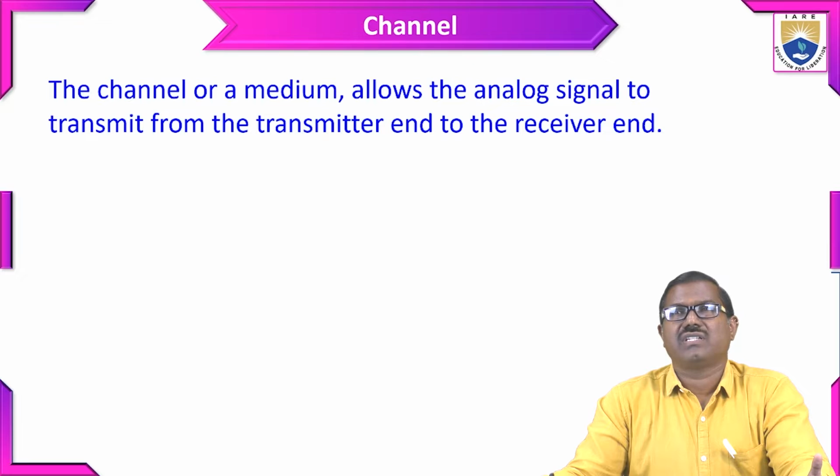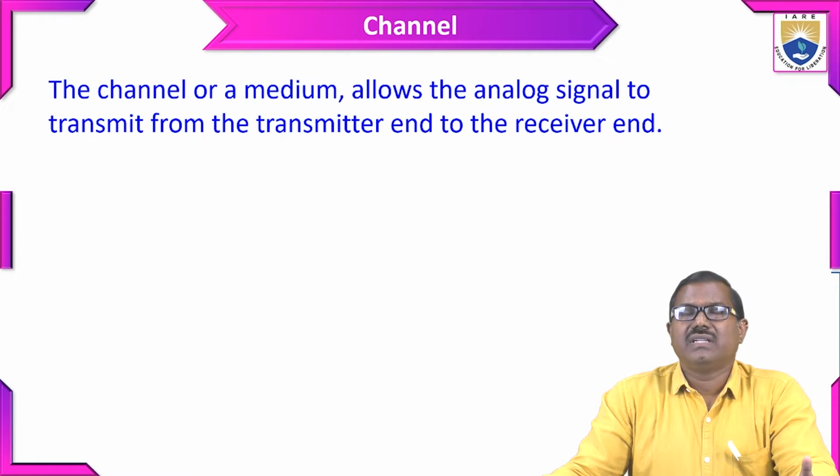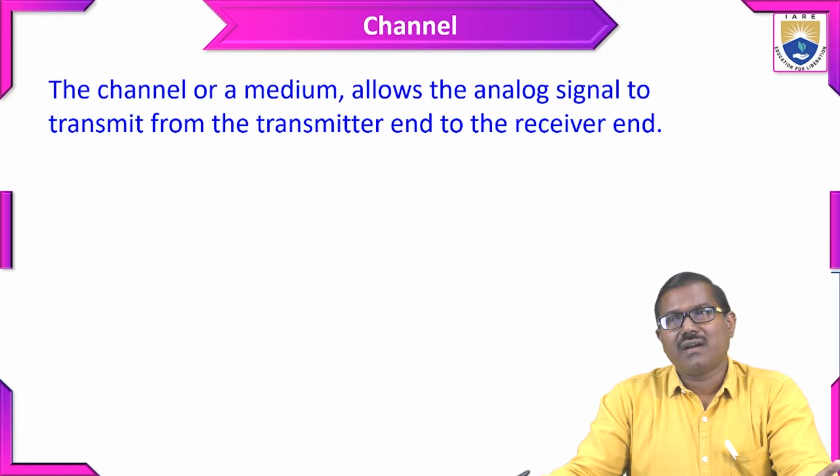And another one is the channel. Here the channel or medium allows the analog signal to transmit from the transmitter end to the receiver end. The channel may be wired or wireless. We may use wired or wireless channels.